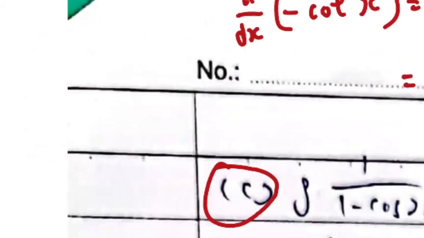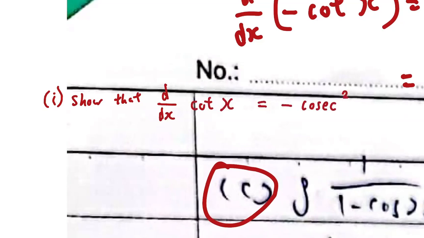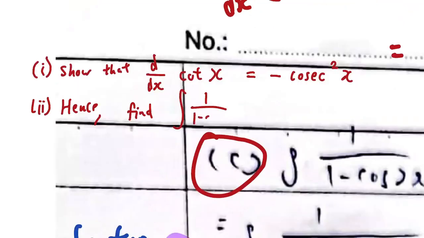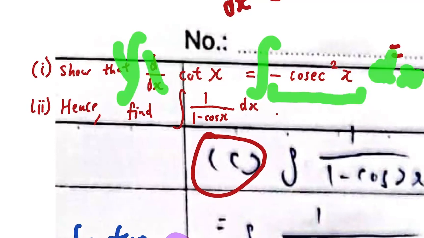So like part 1, they'll say show that the derivative of cotangent of x equals negative cosecant square x. Then part 2, it will say hence find the integral of 1 over 1 minus cos x dx. Something like that. Then from there, you need to know that the derivative of something equals negative cosecant square. You can work backwards. The integral cancels off the derivative, which means integrating negative cosecant square dx equals cotangent x.